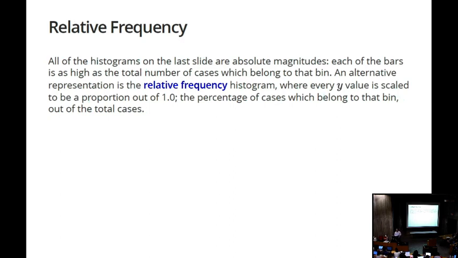And sometimes it's easier to tell what's going on from the relative frequency, because you can go, oh, 50% of the people are in these two or three bins, instead of going 37 people, then there's a total of, and you start counting. It does it all for you. So it's an alternative representation, and when we show you how to plot these, we'll show you how to do both. It's just one parameter that switches how the y-axis is labeled.